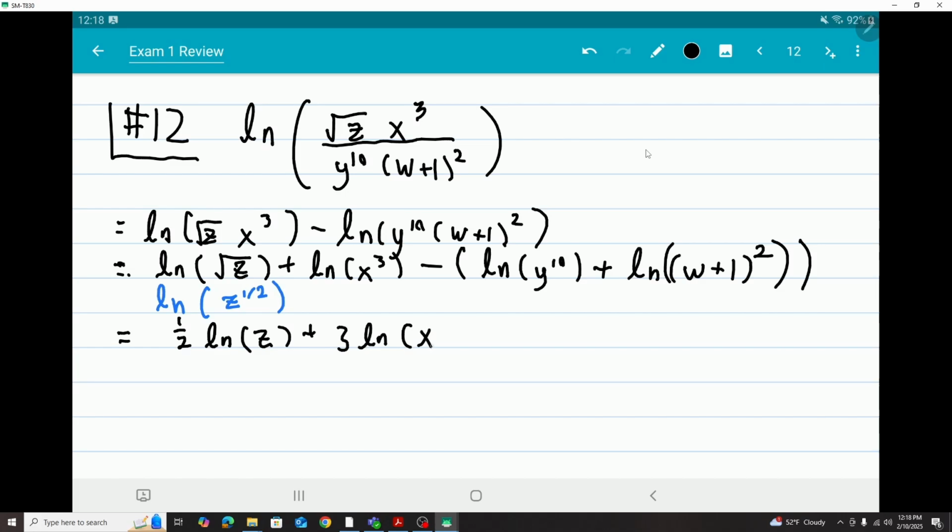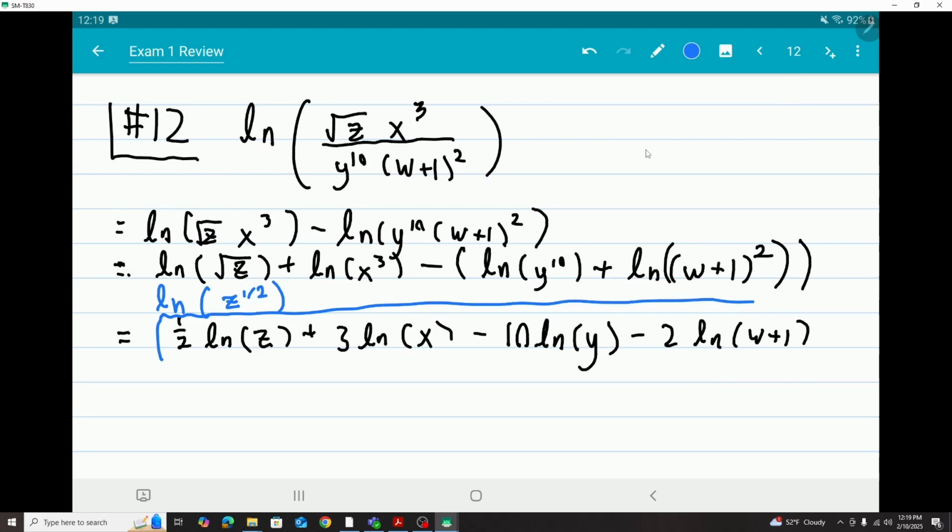So now I'm using the power rule to do this. Minus 10 natural log of y minus 2 natural log of w plus 1. And so that w plus 1 might look like, is there anything we could do here? And the answer is nope, that's as simple as it gets, because logs don't have anything they can do about addition inside of them. And so even though it looked big and complex and scary, our answer just turned out to be this.